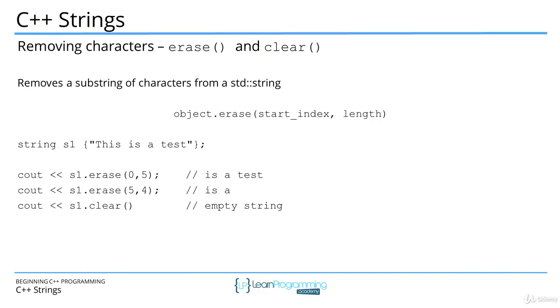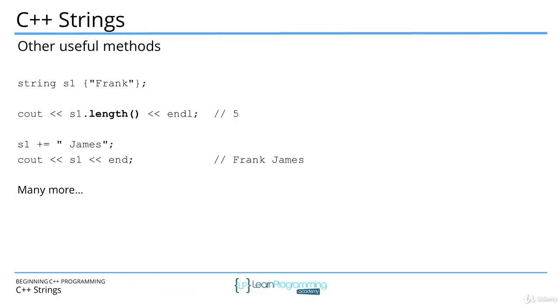We can also remove characters from a C++ string using the erase and clear methods. For the erase method, you provide the starting index and how many characters to delete. The clear method deletes all the characters in the string, so the string becomes the empty string. We've seen a lot of string methods, and you can see how powerful this class is. Let's look at one more useful method and one more useful operator that are commonly used.